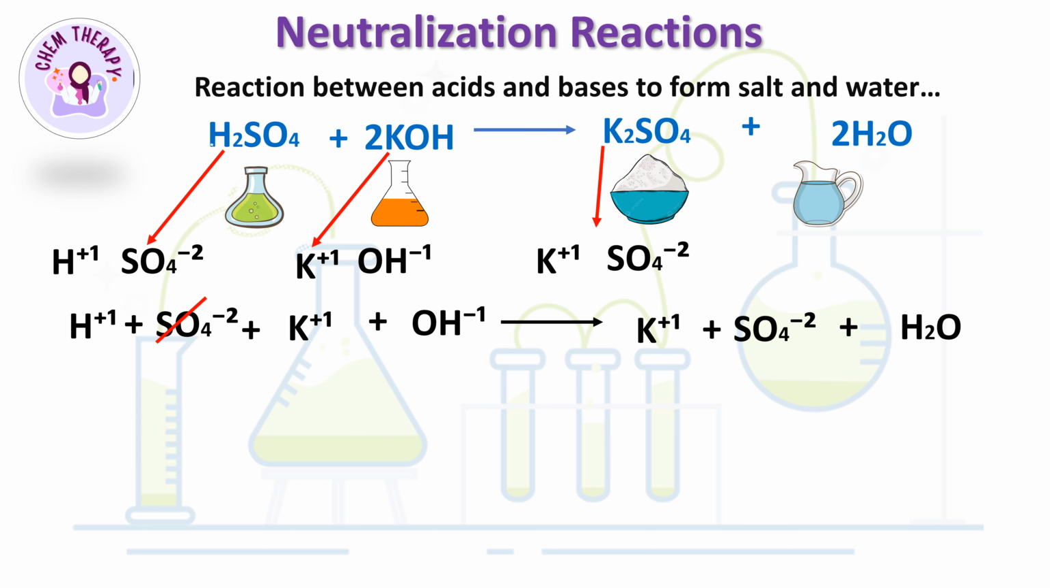Sulfate ion on the left side cancels with the sulfate ion on the right side. And potassium ion on the left side cancels with the potassium ion on the right side. So the net equation is hydrogen ion plus hydroxide ion goes to form H2O. Hence, the acid neutralizes the base and forms neutral products that are salt and water. So, it is named a neutralization reaction.